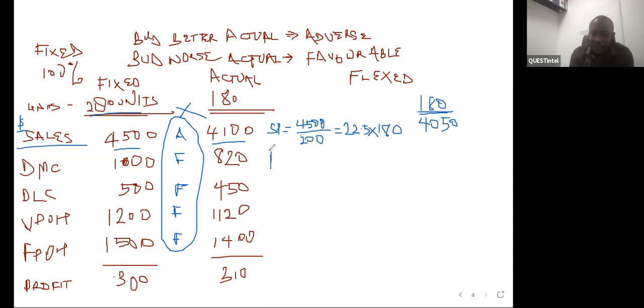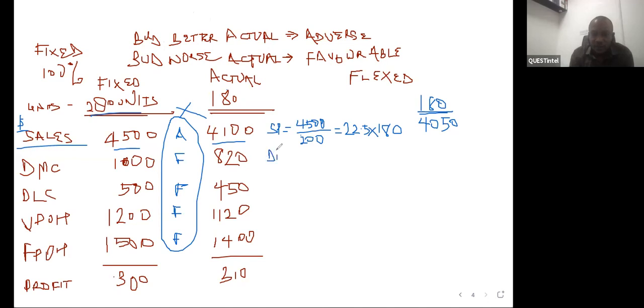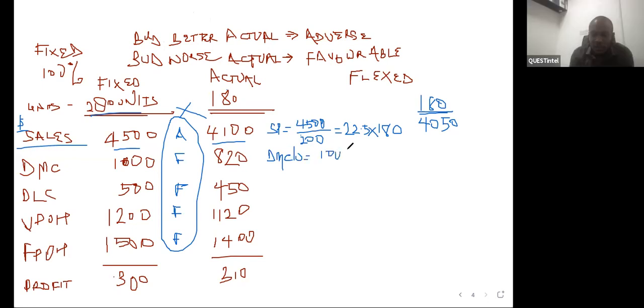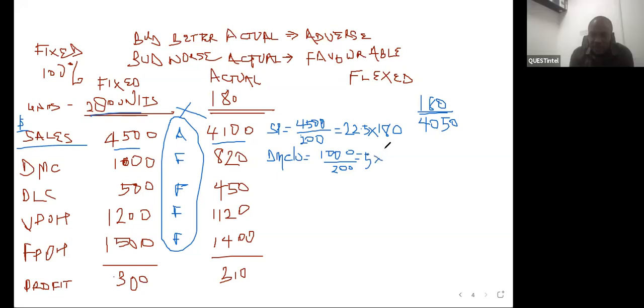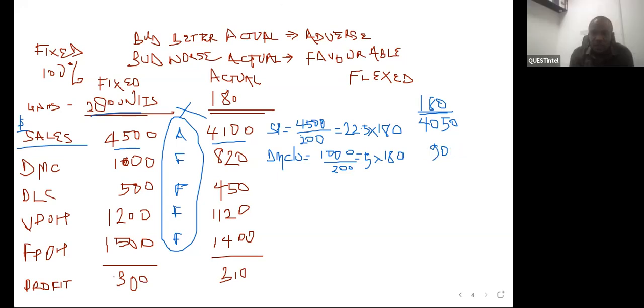Okay, so our direct material cost. Direct material is 1,000. So direct material cost per unit will be 1,000 over 200, which is 5. So 5 times the 180 units is 900. Then we'll go to the next one.